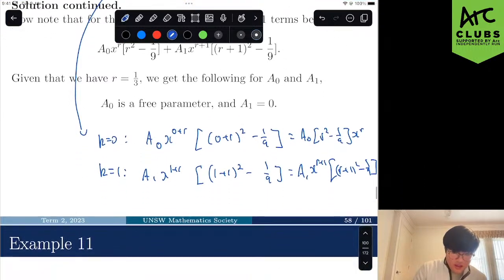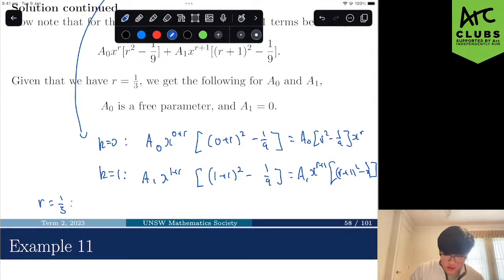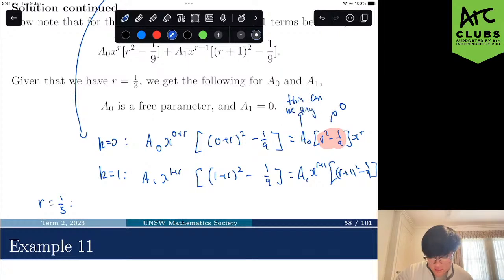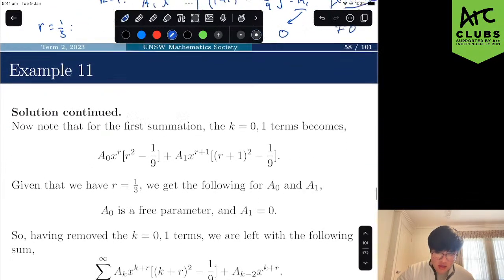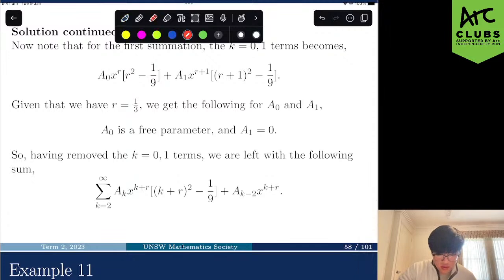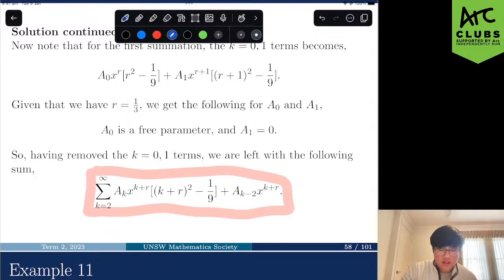For our case, we have r equal to 1 over 3, and that means this inside term here becomes 0. So a naught can be anything, which is why a naught is a free parameter. Next, this inside here does not equal 0, so a1 has to equal 0 for our equation to be true. So we can remove those two terms and look at the rest of the summation, which is our power series.